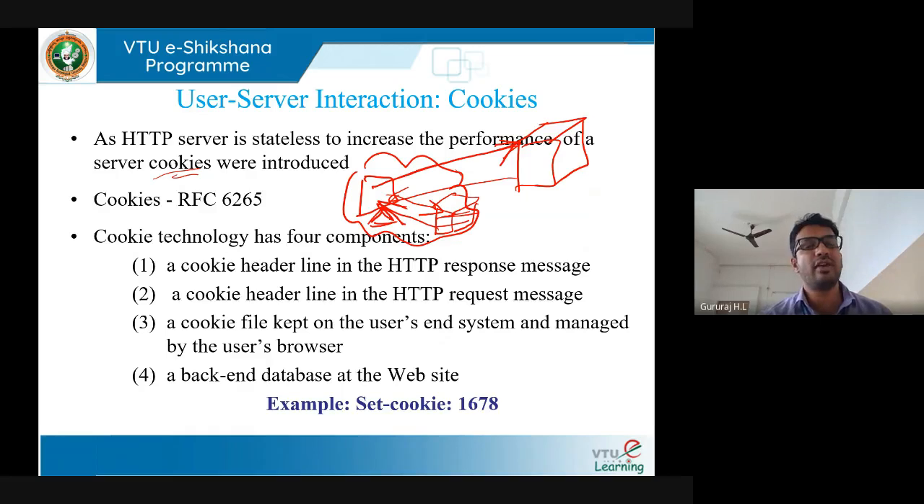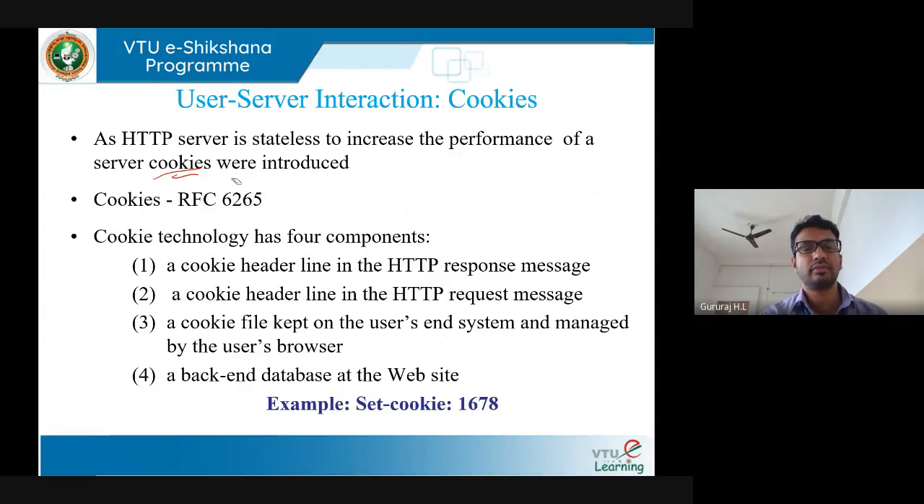Okay, cookies have four important components, and we can also call cookies temporary objects. They are not permanent objects. The four components are: the cookie header line in the HTTP response message, the cookie header line in the HTTP request message, the cookie file kept on the user's end system and managed by the user's browser, and a backend database at the website. So for a better understanding of these four aspects of cookie technology, let's see one very important example, in which we can understand how cookies work.